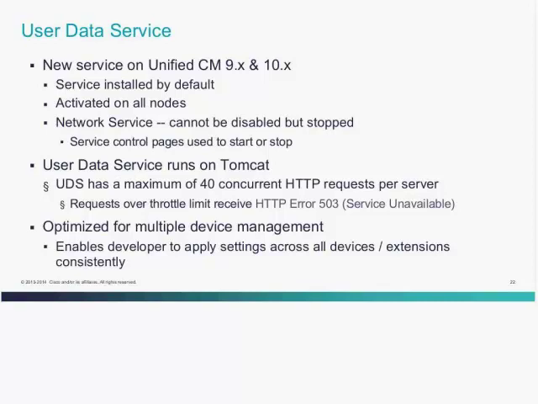So the throttle limit of 40 concurrent requests is based on the load that the web server can handle. Moving on, as we discussed earlier, it allows you to manage your multiple devices based on the user model. A developer can create a web application which allows them to modify the settings of all the devices and extensions consistently, so that one change which needs to be propagated to a particular device is also propagated to the rest of the devices that the user owns.